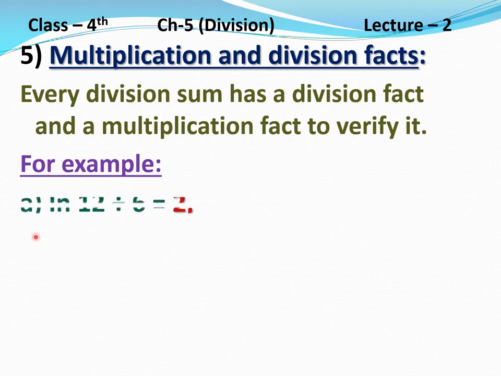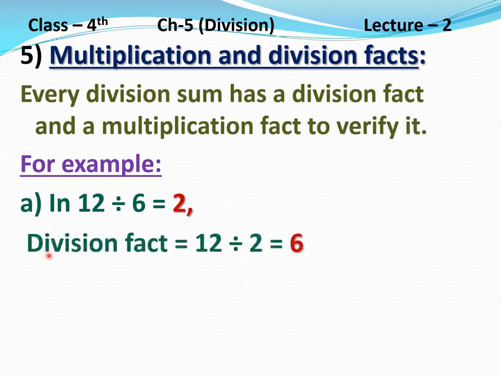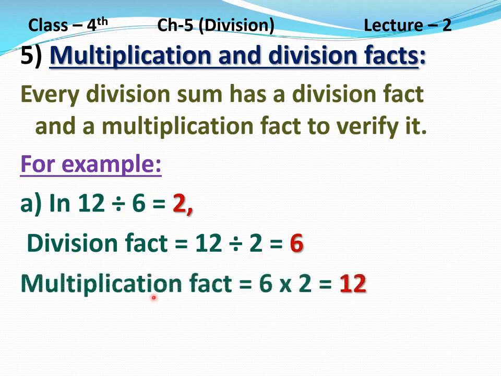For example, A part, 12 divided by 6 equals 2. Division fact: 12 divided by 2 equals 6. If you divide 12 by 2, you will get 6. Clear? Now, multiplication fact to verify it. See, 6 multiplied by 2 equals 12. Okay? Clear?